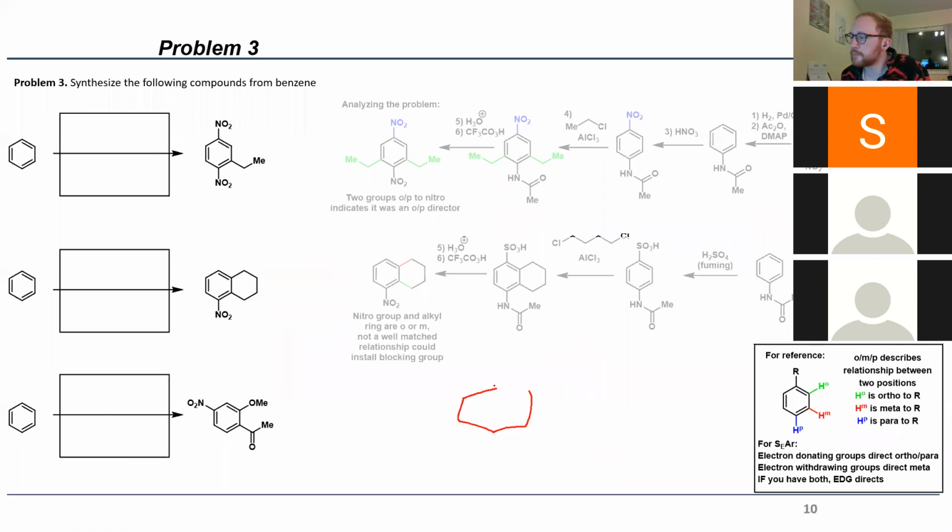So, as many people pointed out, the problem currently that I forgot to change is that when this substrate undergoes Friedel-Crafts alkylation with primary alkyl chlorides like this, we know that you generate carbocations, and these carbocations can undergo 1,2 hydride shifts.